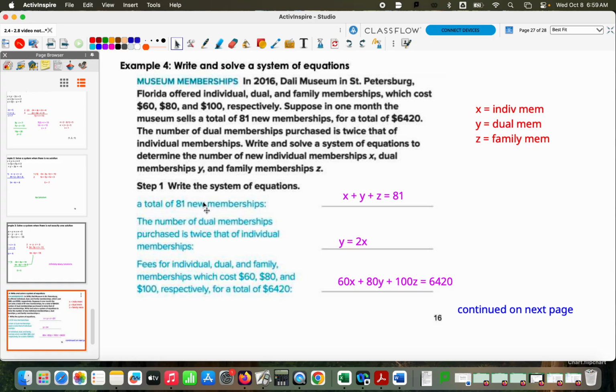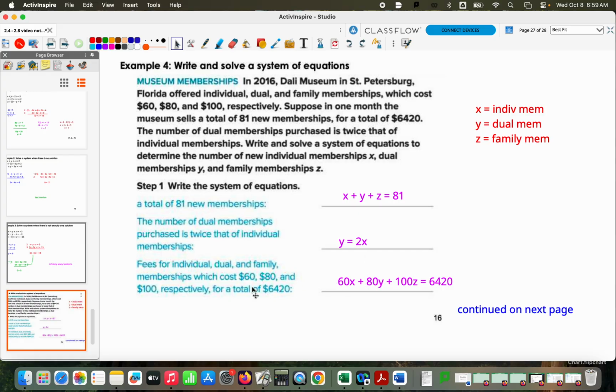If you look at it, we have a total of 81 new memberships. So if I take my number of individual ones, my dual memberships, and my family memberships, I add each of those up, it's 81 memberships. The number of dual memberships purchased is twice that of individual memberships. So what I need to do here is twice the individual memberships would equal the dual ones.